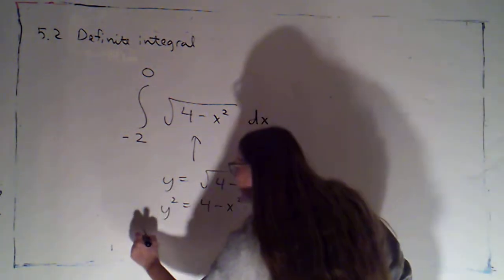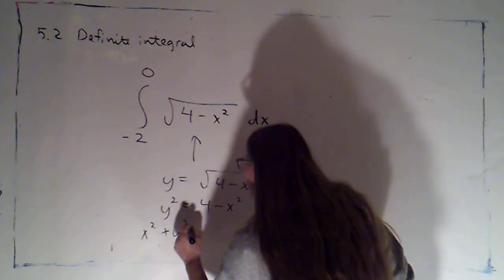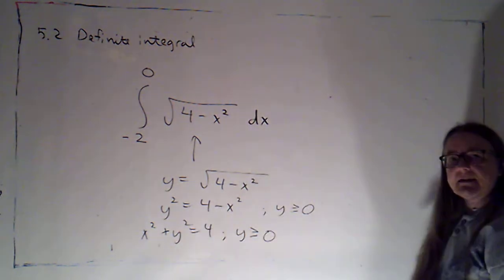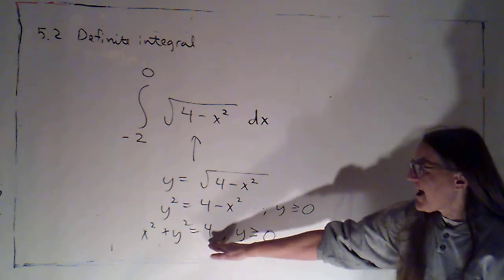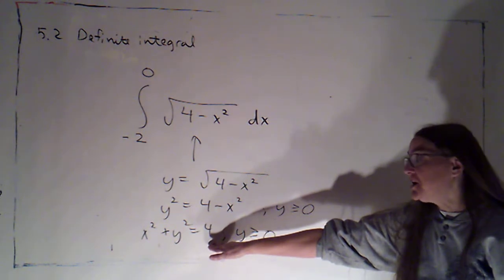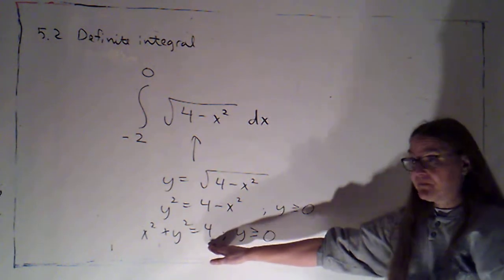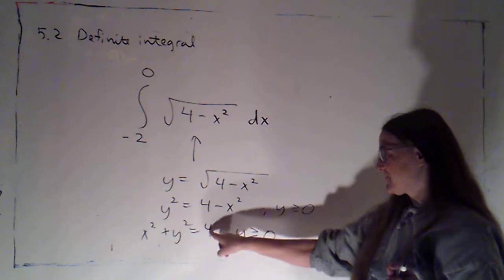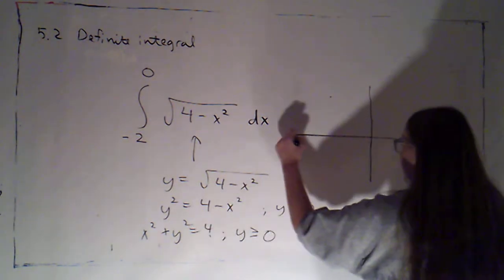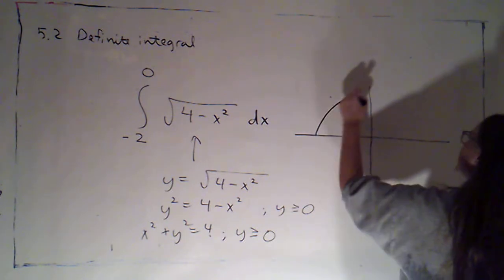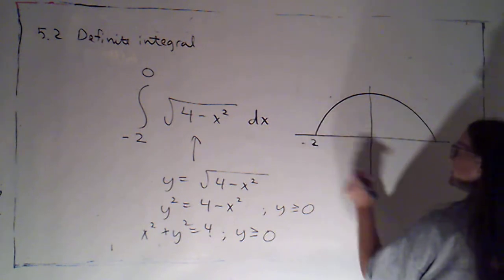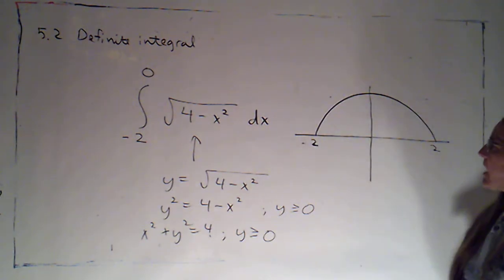But now if I add over the x squared, I get x squared plus y squared equals 4, and y is bigger than or equal to 0. That looks familiar. That's the equation for a circle of radius 2. Careful, the radius isn't 4, that's the radius squared. This would be a circle of radius 2, and because y is bigger than or equal to 0, it's just the top half of that circle. So it would go from negative 2 over here to 2 over here.